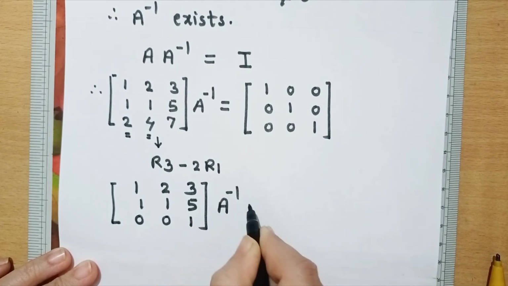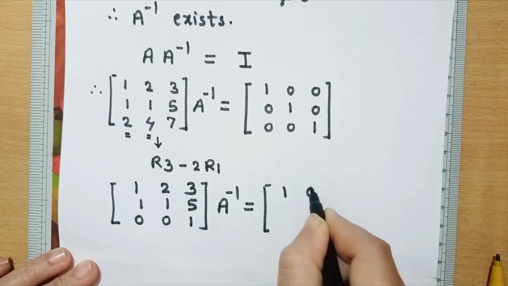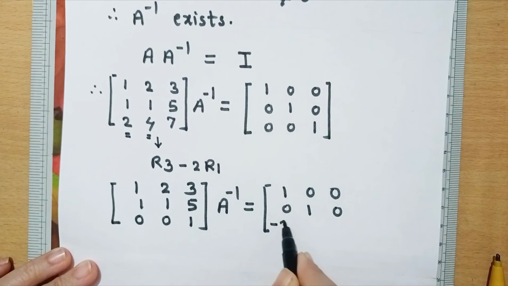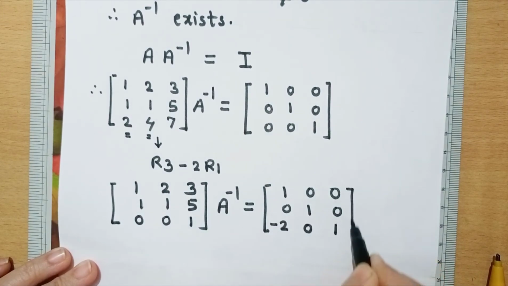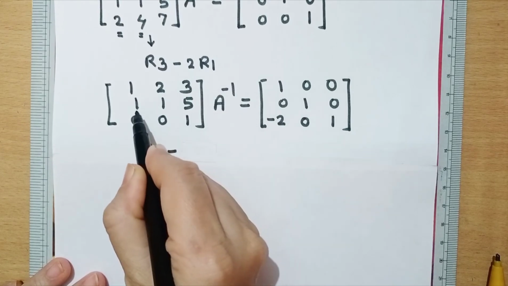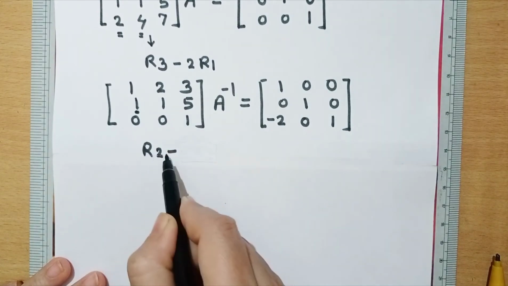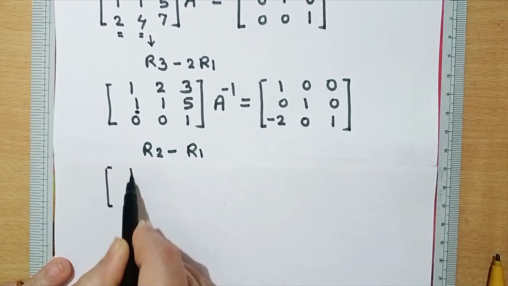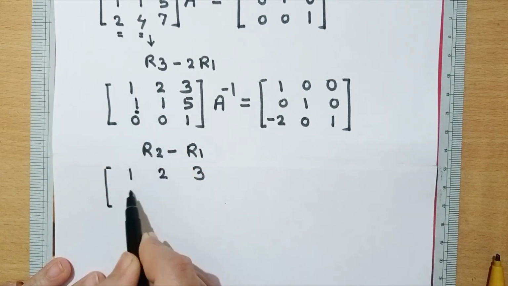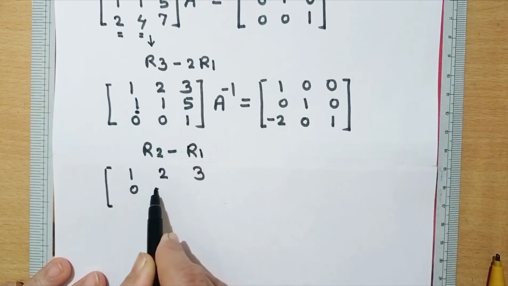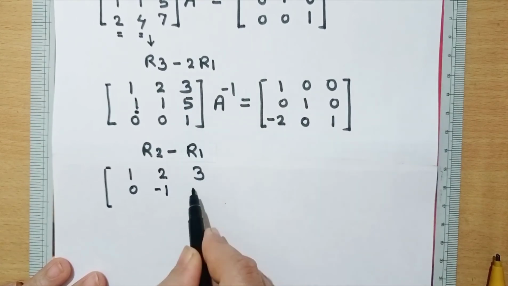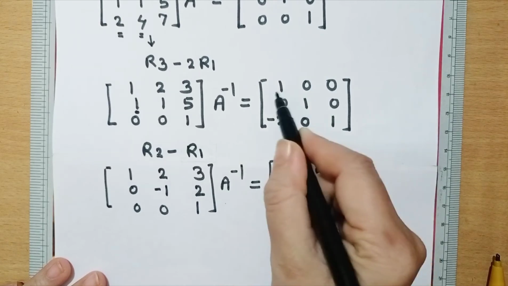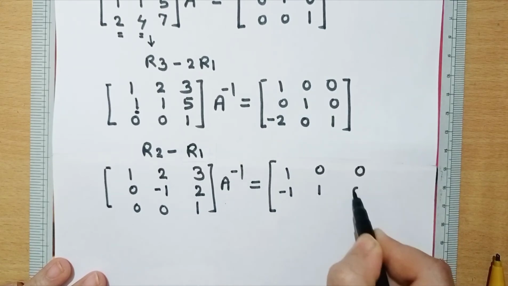Here A inverse and same here. First two rows as it is, and then check again 0 minus 2, minus 2, 0, here 1. So we will make now this element 0. So R2 minus R1 gives first row as it is 1, 2, 3, 1 minus 1, 0, 1 minus 2, minus 1, and 5 minus 3, 2, A inverse, and that is equal to 0 minus 1, so 1, 0.